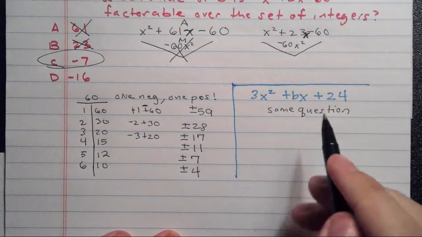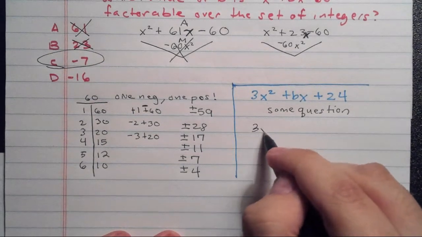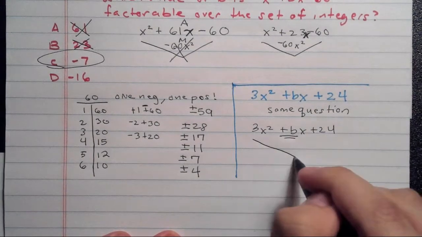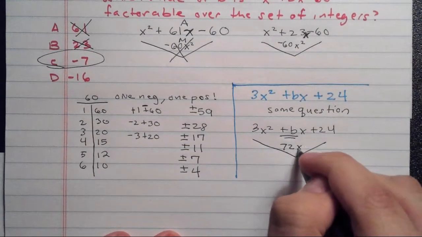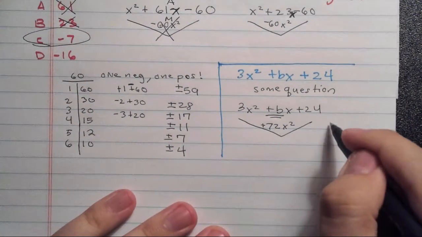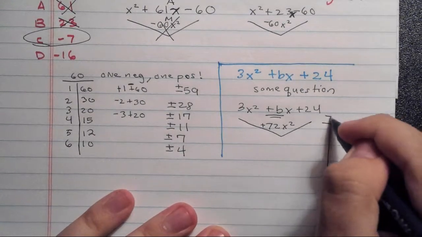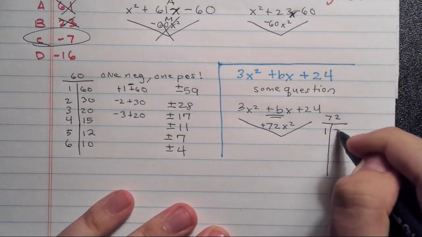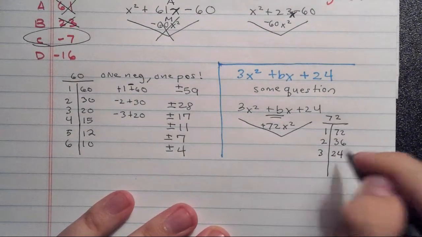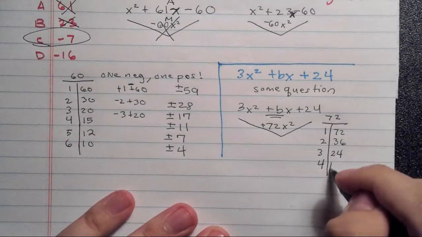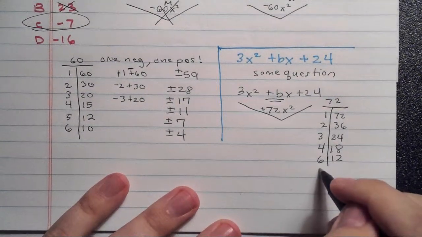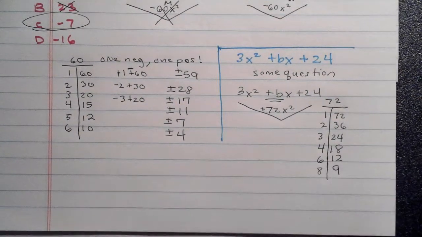Well, here I have to think about this a little bit more. If I was factoring this, the first thing I would need to do, and again, I don't know what b is going to be, is multiply 3 and 24 and get 72x squared. So what I need to know is, what are the factors of 72? Make a little table right here. 72 is 1 and 72. It is 2 and 36. It's 3 and 24, of course, because that's where it just came from. It is 4 and 18. It is 6 and 12. And it is, of course, 8 and 9.